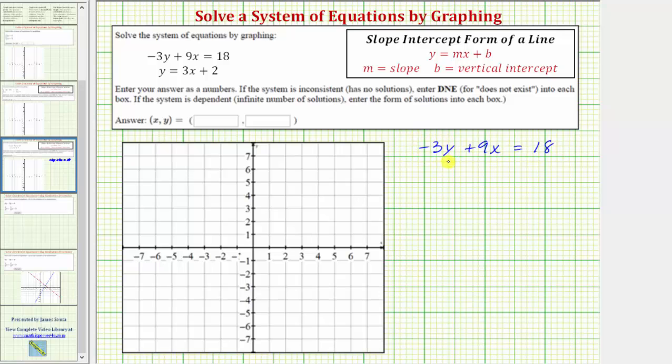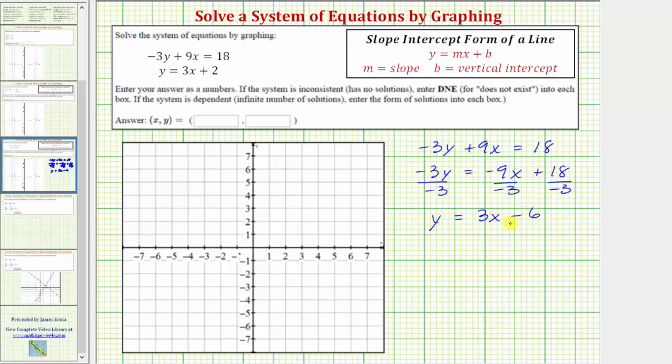So we first want to isolate the y term, and therefore we'll subtract 9x on both sides, which will give us negative 3y equals negative 9x plus 18. And now to solve for y, we'll divide both sides by negative 3, or divide each term by negative 3. Simplifying, here we have 1y or y equals negative 9 divided by negative 3 is positive 3, so we have 3x. And then we have 18 divided by negative 3, which is negative 6, so we have minus 6.